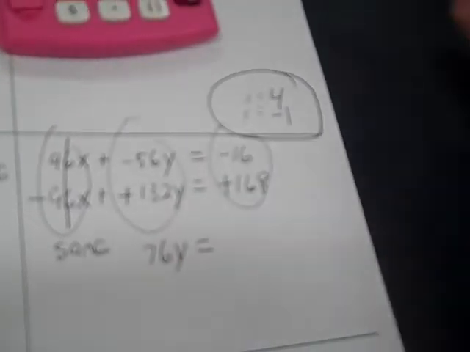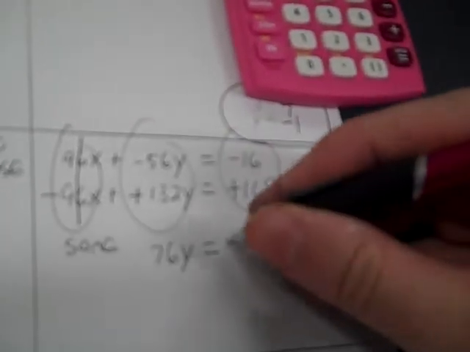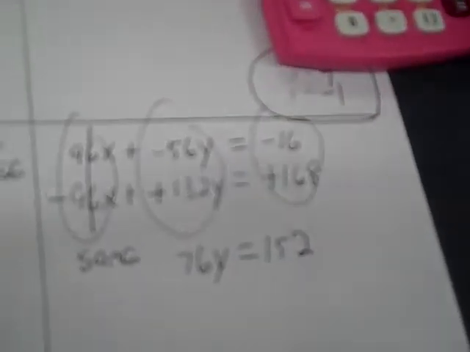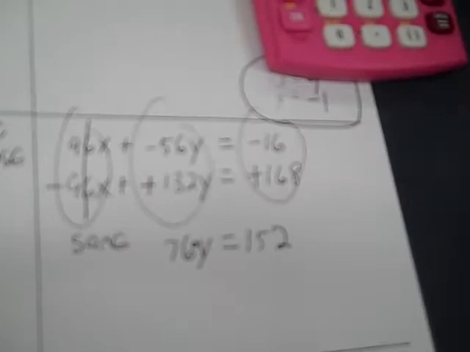I add negative 56 plus, and then is 132 positive or negative? Well, now it's positive, so I need to add 132 as a positive, and that's 76y. Then I take negative 16 and I add. Now is 168 positive or negative? It's positive. Okay, that's 152. So I have 76 times y equals 152.